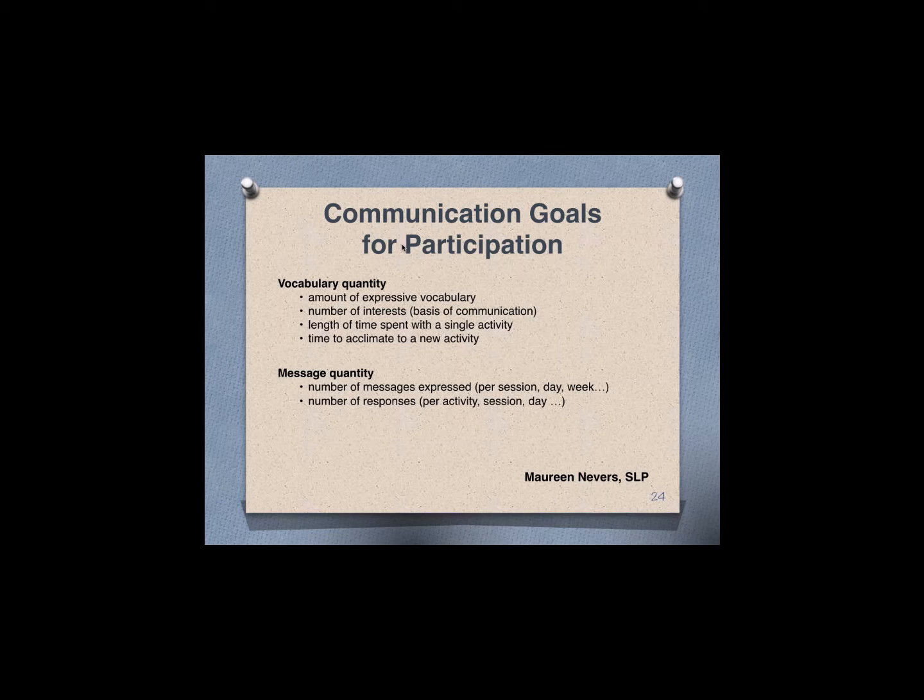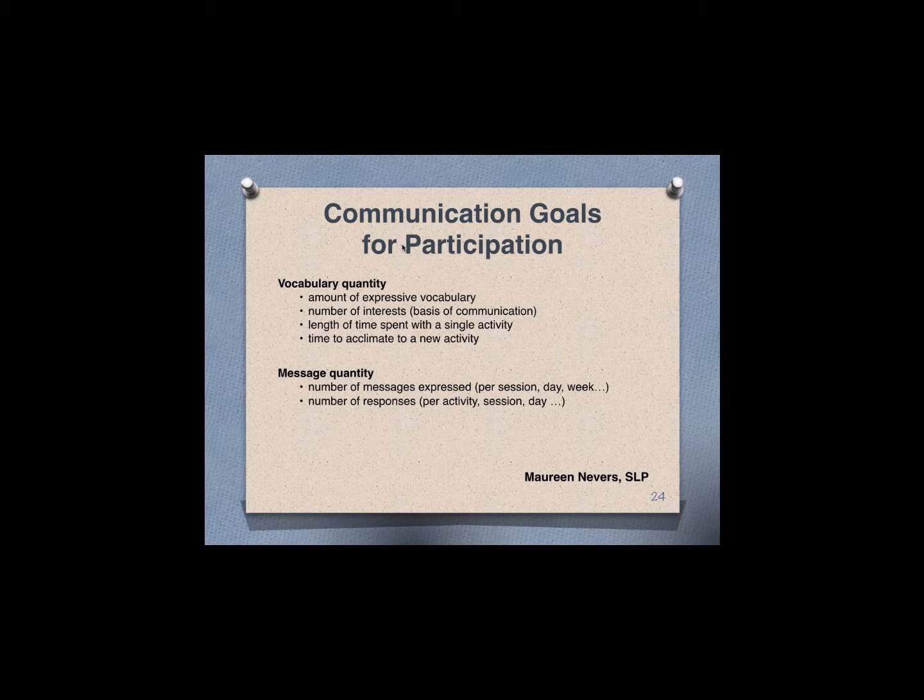We have kids for whom that would be completely appropriate and realistic, and pushing them to do more than that might really not be developmentally appropriate or fair to that student. So you guys know your students, you know what they're currently doing. But just be thinking about that and be willing to look at progress that appears to be that slow.